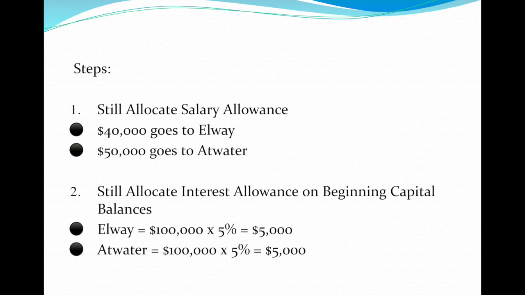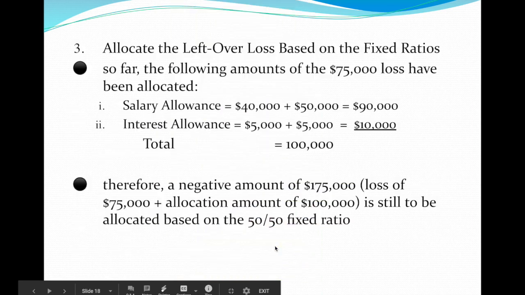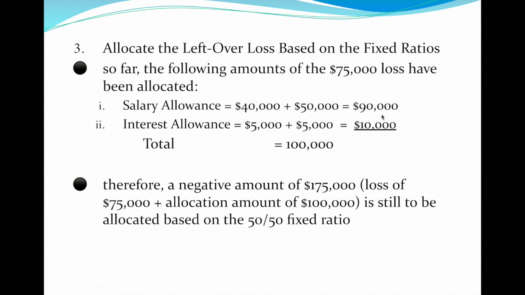Anyway, so step one, Elway gets $40,000, Atwater gets $50,000. Don't forget the allowance on beginning capital. So they both get 5%, and in this scenario, they both have the same capital of $100,000 apiece. So that's $5,000 each. So first two steps are exactly the same. Third step is also the same. So our total salary allowance and our total interest allowance is $100,000.